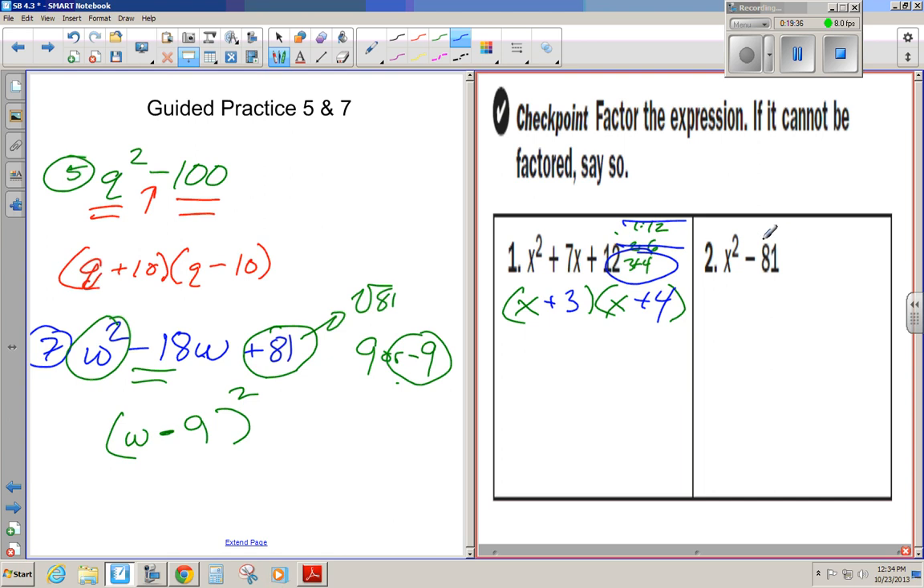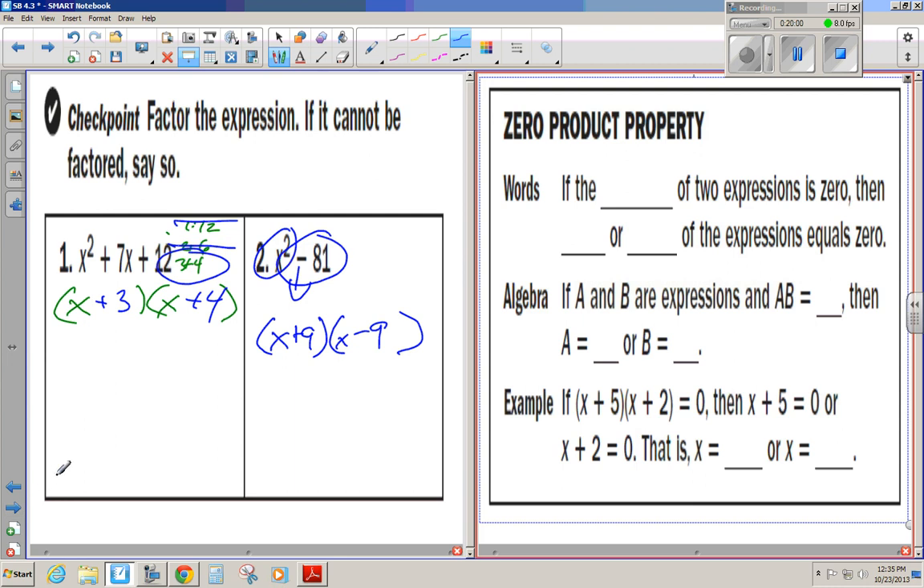Number 2, perfect square, perfect square. Since it's a difference of perfect squares, you should think it's x plus 9, x minus 9. 9 times 9 is 81. X times x is x squared. The middle term cancels out.